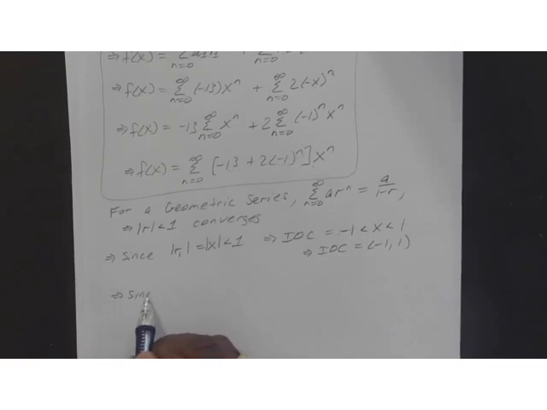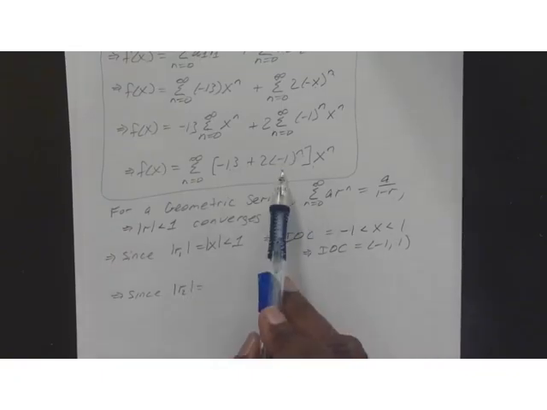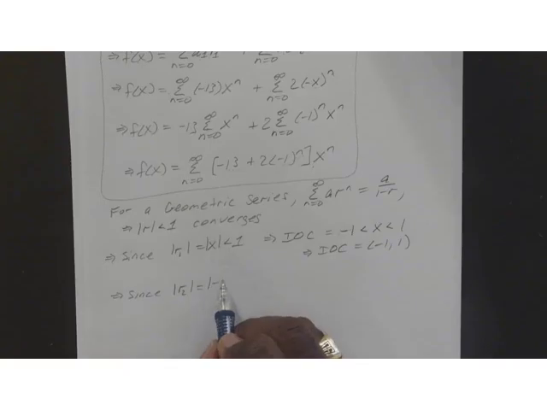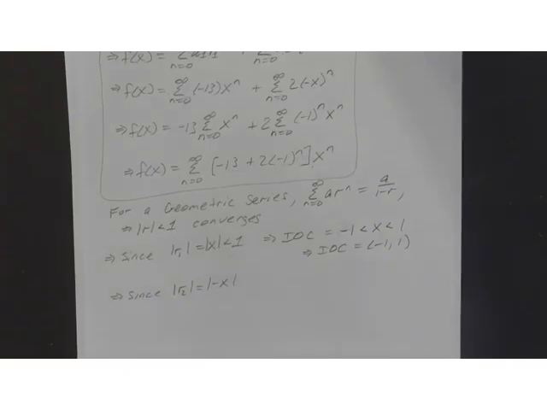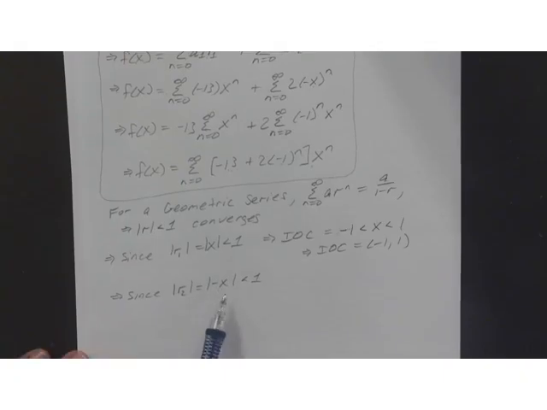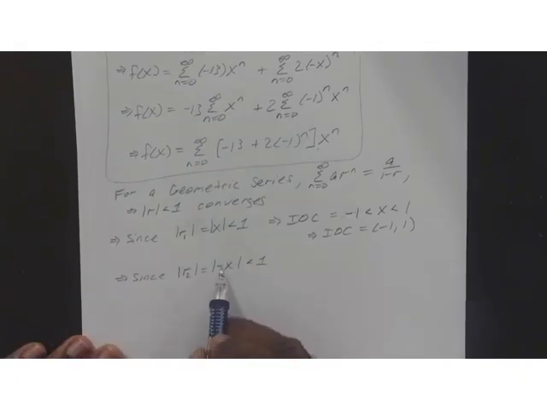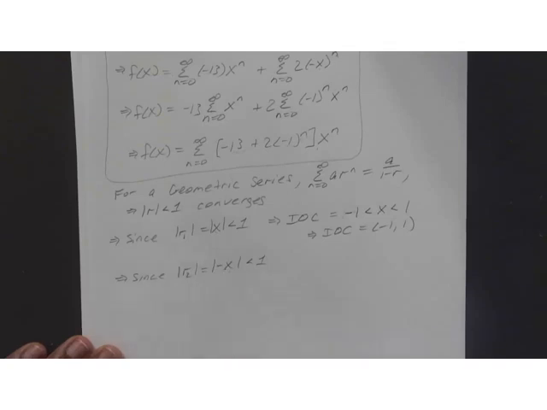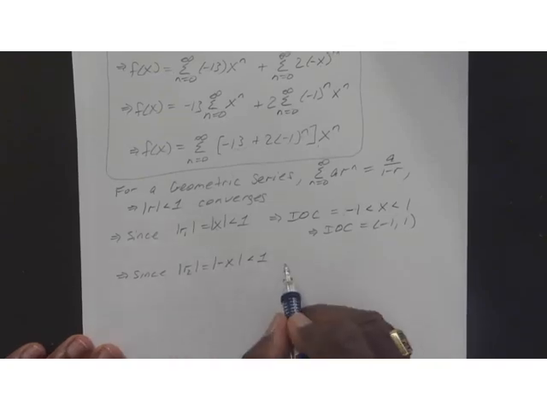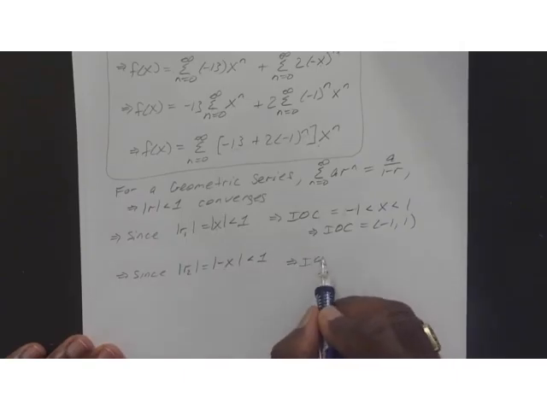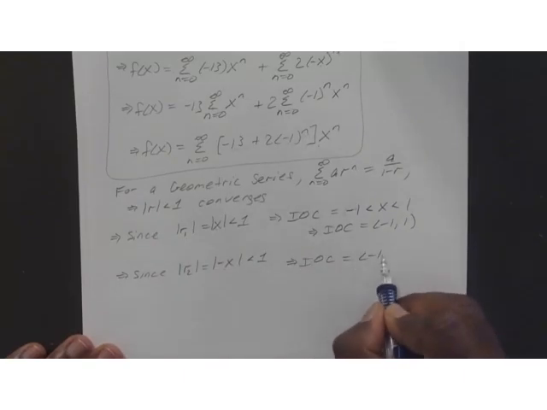And we know that since the absolute value of r number 2 is equal to the absolute value of -x, which is still x, is less than 1, we see that the interval of convergence is still from -1 to 1. Because the absolute value of x and the absolute value of -x are the same thing. So we know that the interval of convergence is also from -1 to 1.